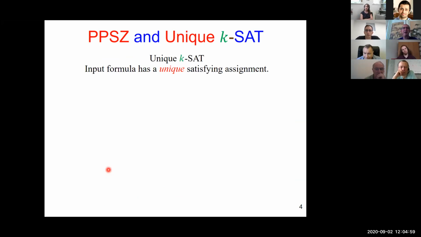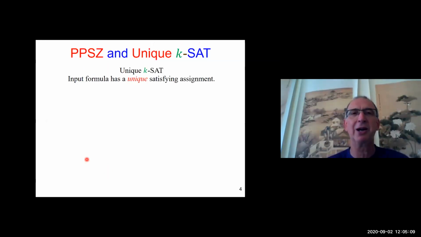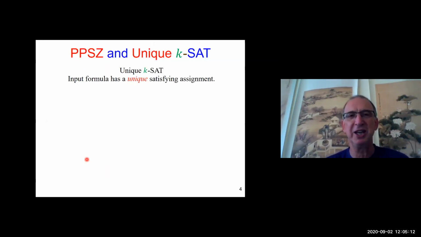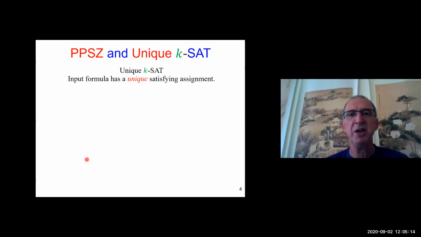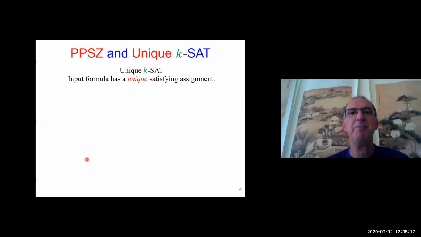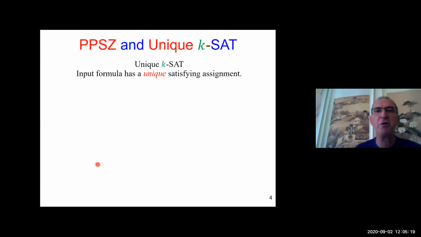I'll spend quite some time explaining the PPSZ algorithm because our result builds on top of it, and without understanding PPSZ, we will not be able to understand our algorithm. And I think it's also interesting in its own right. It's a beautiful algorithm. So the initial step is to make the following assumption. Let's suppose that we only want to solve instances of KSAT for which we know that there is only a unique satisfying assignment. Okay, let's see what we can do then, and then see how we can extend it to cover the general case.